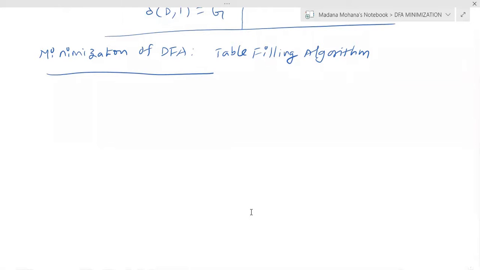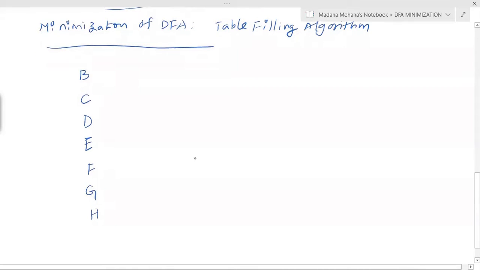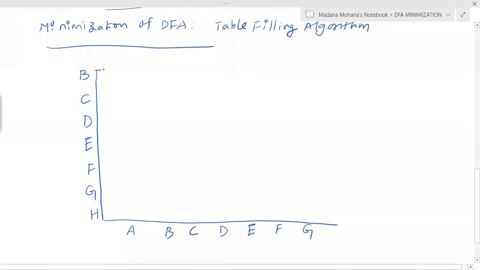You can take the combination of pairs by avoiding diagonal combinations. So on the x-axis you can start with the second state: B, C, D, E, F, G, H. You start with the second state and continue till the last state. Now on the y-axis you start with the first state and remove the last state, that is H. You continue A to G: A, B, C, D, E, F, G. Now you can draw the matrix. Here the first state on the y-axis connects to the first state on the x-axis. Like that you have to draw the matrix.